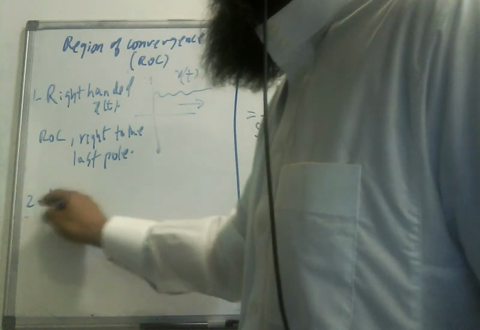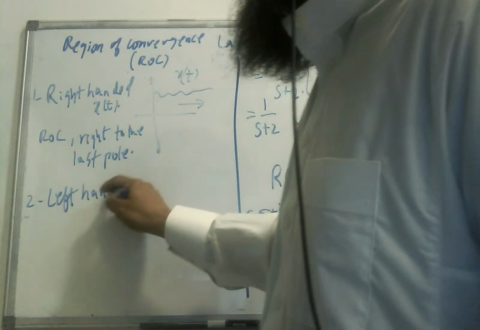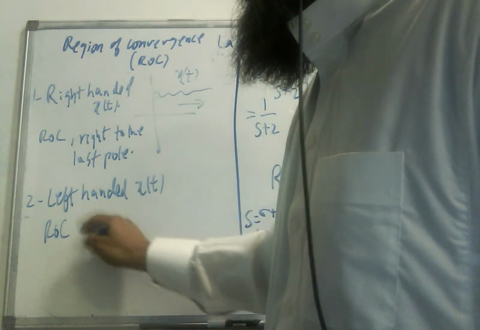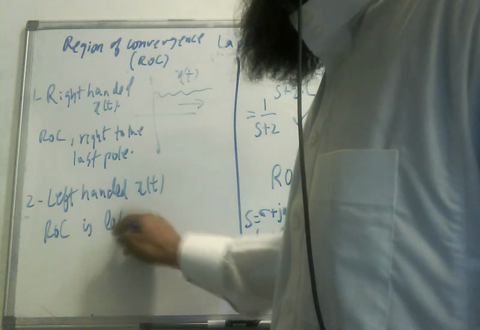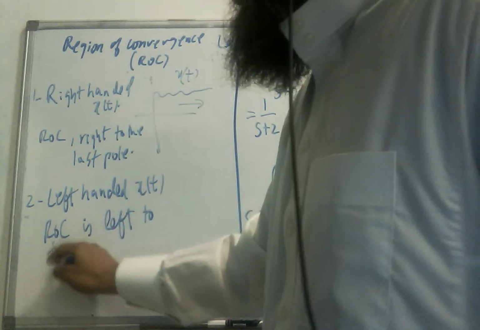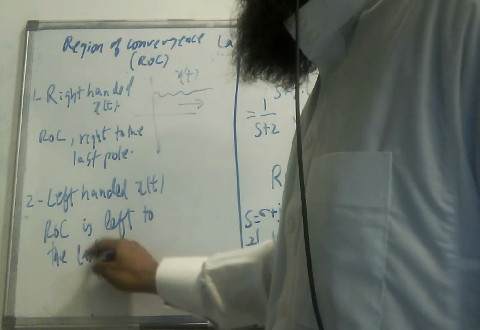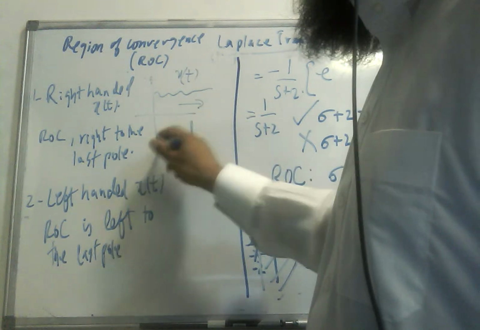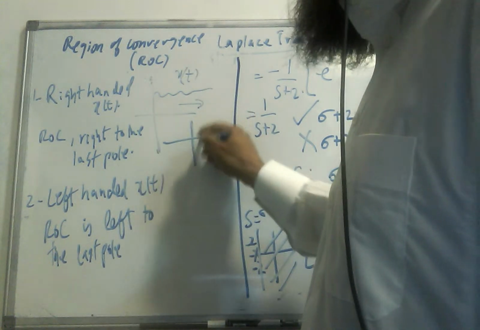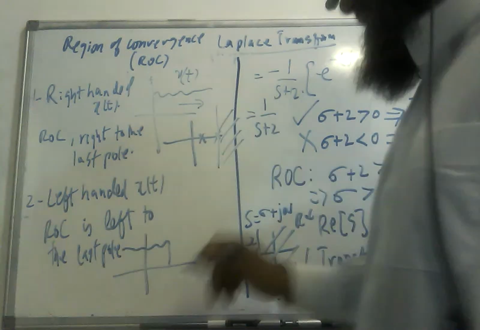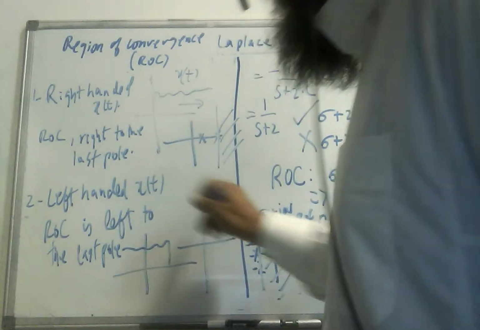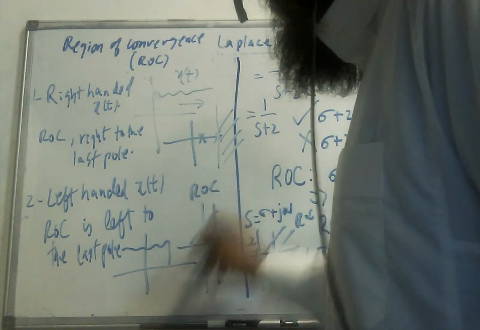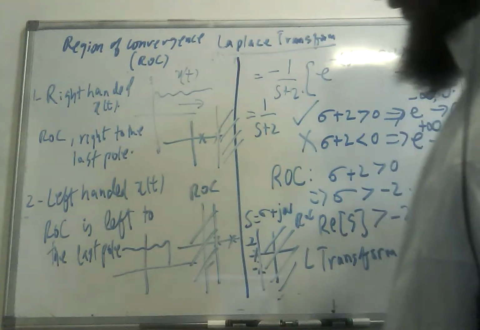Rule number 2: for left-handed x of t, the region of convergence is to the left of the last pole. So if there are 2 poles like this and this, for a right-handed function the region of convergence is to the right of the poles, and for a left-handed function, the region of convergence is to the left of the poles.